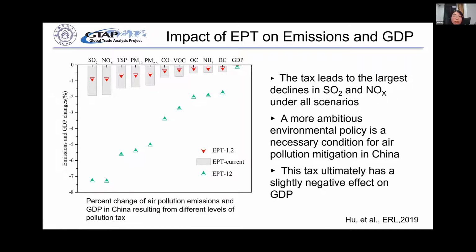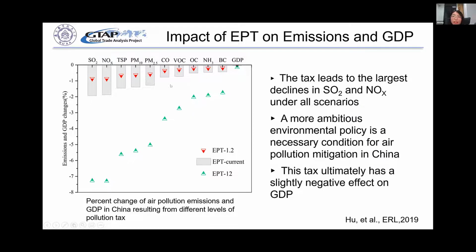So we can first see the tax impact on national emissions and GDP. We can see that under all scenarios, SO2 and NOx have the largest declines, because the emission impacts of this tax are dominated by the SO2 and NOx related sectors. And the green bars are the current policy. We compare the current policy with scenario one and scenario three.